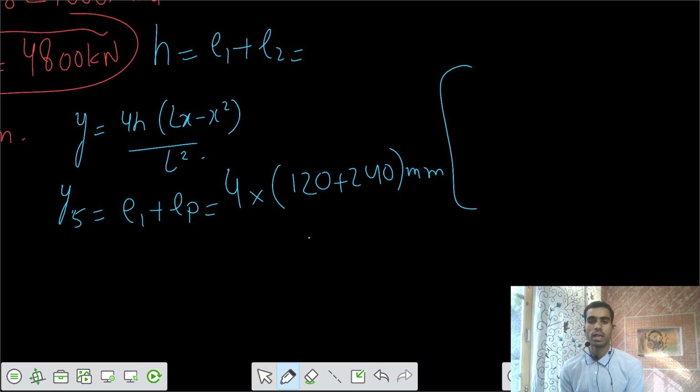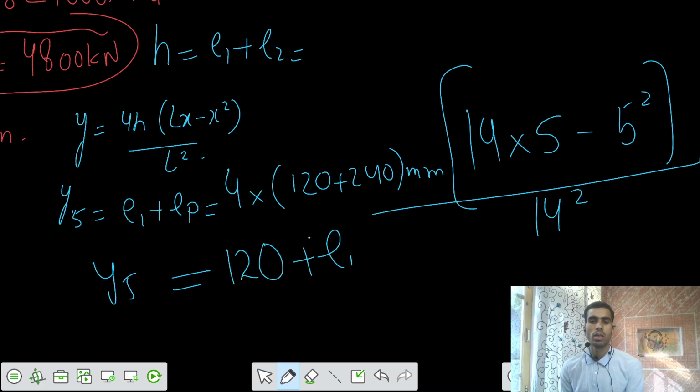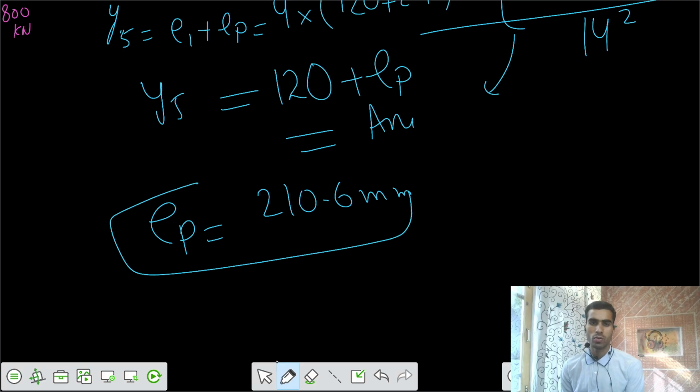And we have that Lx: L was 14 meters and x was 5 meters, minus x square, so 5 square, divided by total L square, which was 14 square. So y at 5 is equal to E1 plus EP. That is the answer we got from this part, and I would say your EP comes out to be equal to 210.6 millimeters.